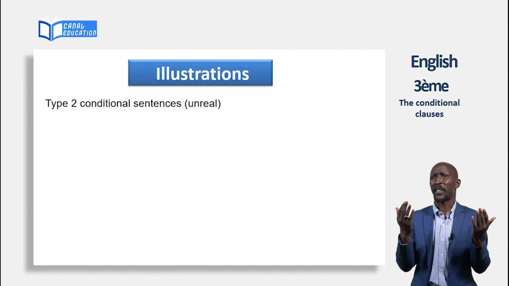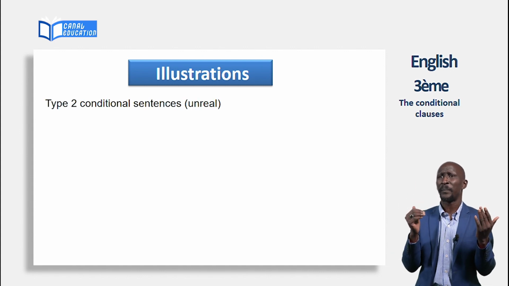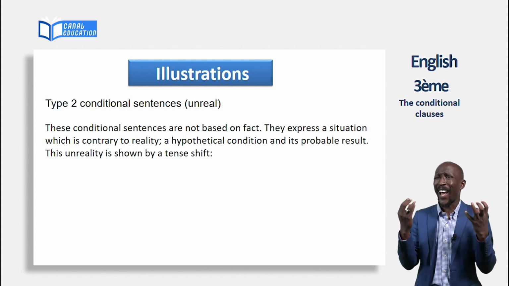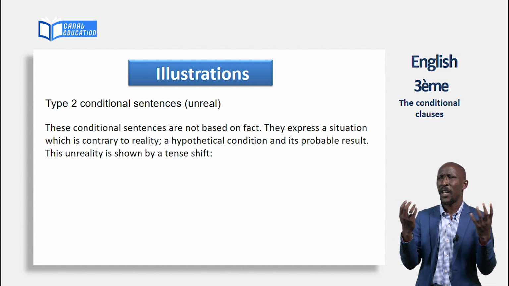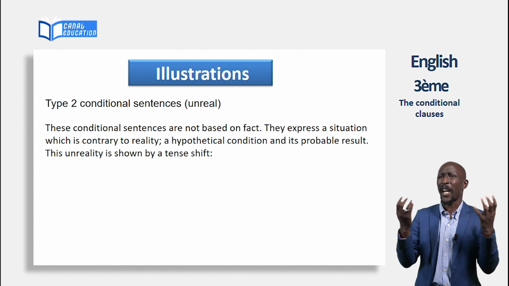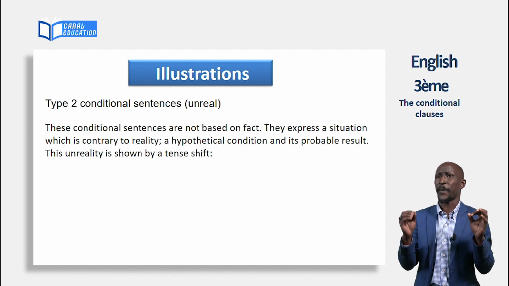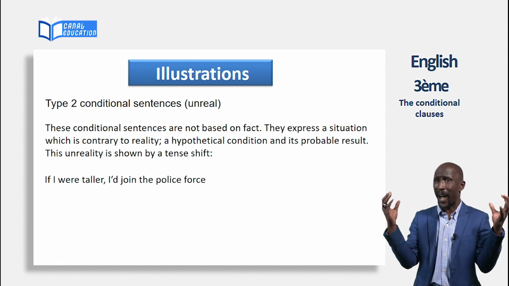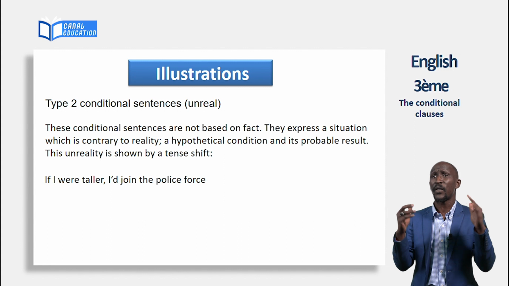Now, if you see the type 2 conditional sentences, these conditional sentences are not based on fact. Here you are expressing imagination, you are expressing improbability. They express a situation which is contrary to reality, a hypothetical condition and its probable result. This unreality is shown by a tense shift again. Here you adapt the conditional present to the past.